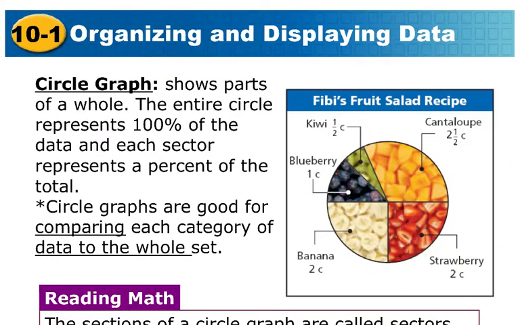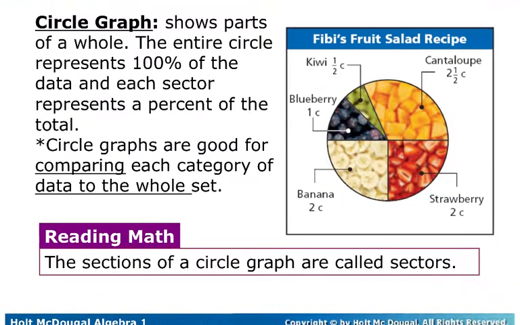All right, then we have circle graphs, which talk a lot about percentages. A circle graph shows parts of a whole. The entire circle represents 100% of the data, and each sector represents a certain percent of that total. You can definitely see here, this is like a fourth of the circle, this is another fourth of the circle, but this is more than a fourth of the circle. Circle graphs are good for comparing each category of data to the whole set. So you can see what's taking up space within the data.